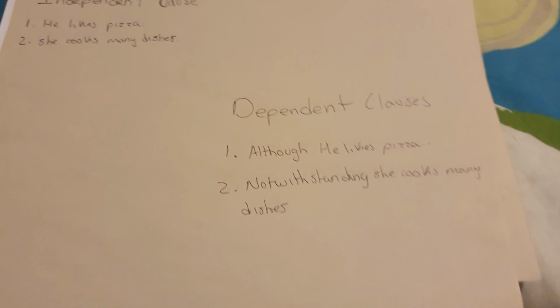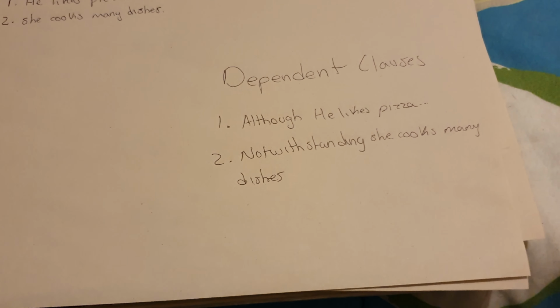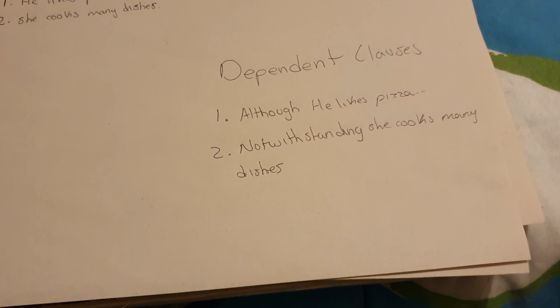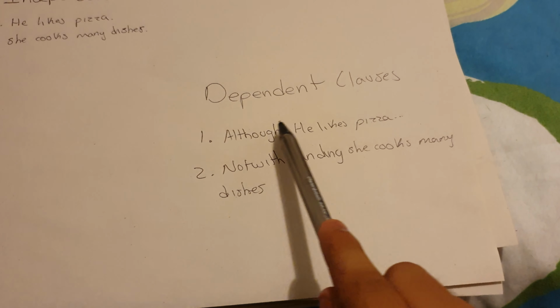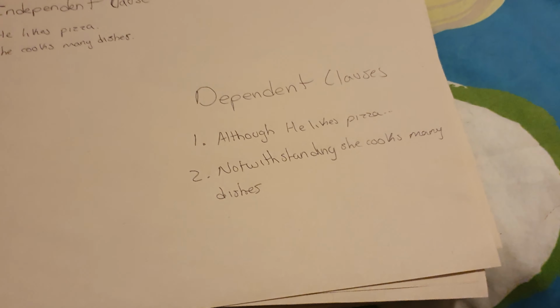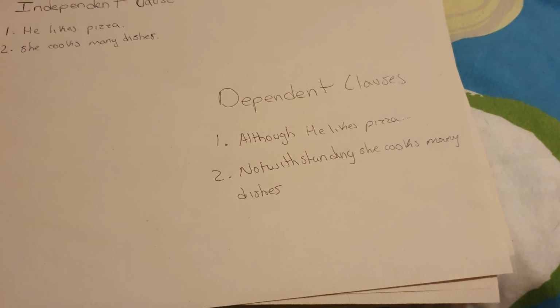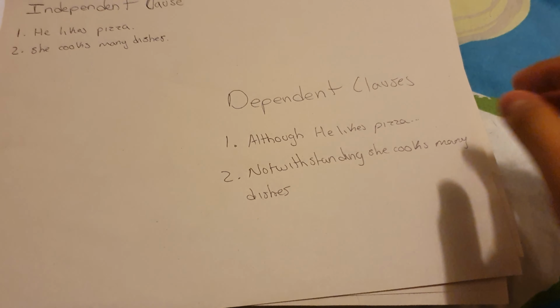And then we have a dependent clause, that is not a complete sentence. It must be attached to an independent clause to become complete. For example, also he likes pizza, and then notwithstanding she cooks many dishes. But as you can see in the example, it needs something in order to have a complete idea.